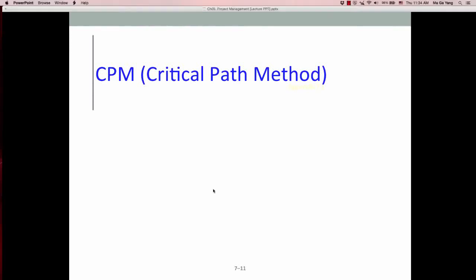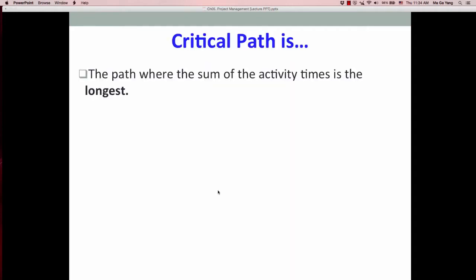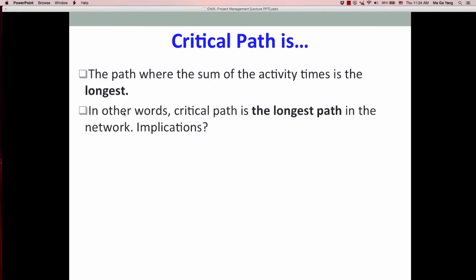CPM, the critical path method, is one of the most popular project management techniques or network planning models, along with the program evaluation and review technique we call PERT. In this course, we will focus on CPM. What is the critical path? Critical path is the path where the sum of the activity times is the longest. This is a very important definition.